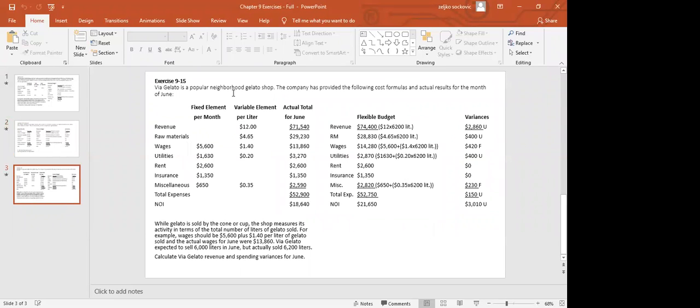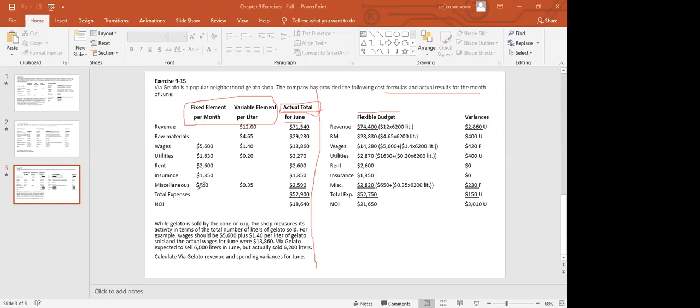Okay, so we have here this gelato problem, and remember, these are the solutions here on the right side. So we are given this. Okay, so you have a fixed element per month. These are the cost formulas and actual results. These are the actual results, actual total. So you're careful, you're reading, you're looking for things. And these are the planning. This is from the planning budget.